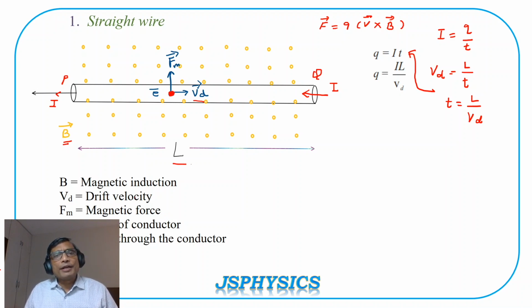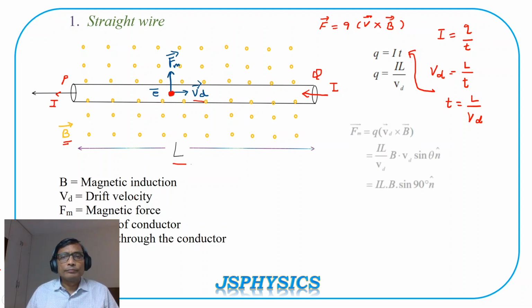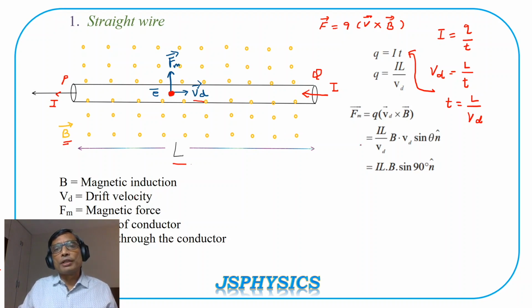Now our interest is to find the force acting on this conductor due to the magnetic field when current I passes through it. The force acting on this conductor we can find by using the formula for force acting on a charge, which is given by F is equal to Q into V cross B. In this case the velocity V becomes Vd because it is a drift velocity, and the force, because it is only of magnetic origin, we can write as Fm. So the force acting on this charge is given by Q into Vd cross B.